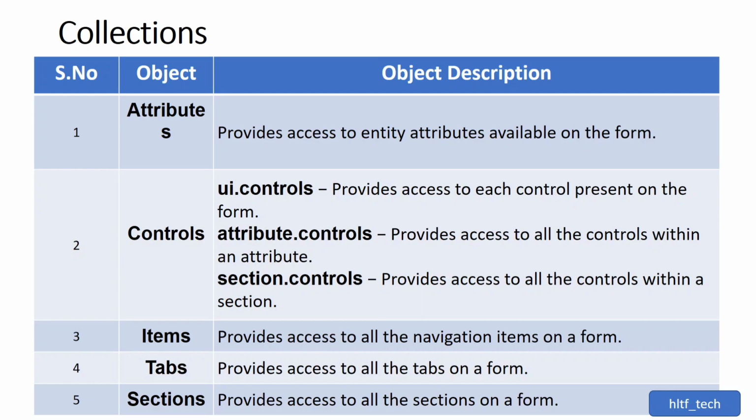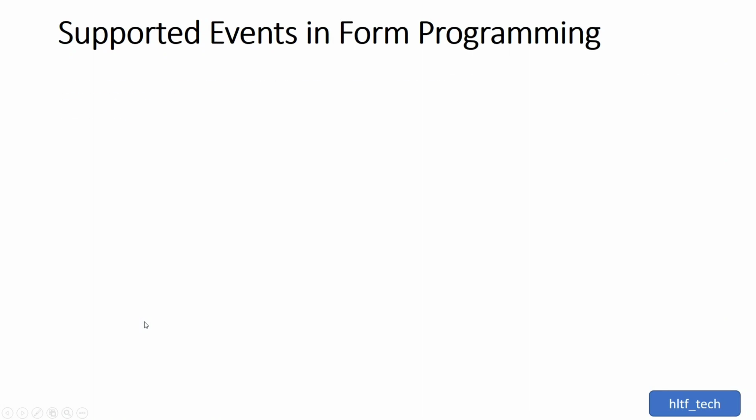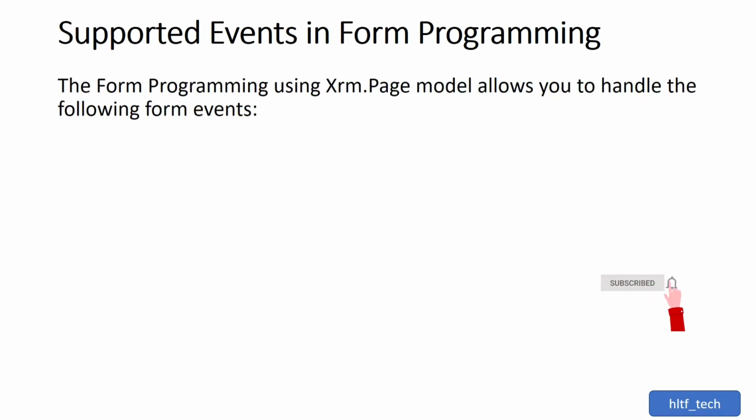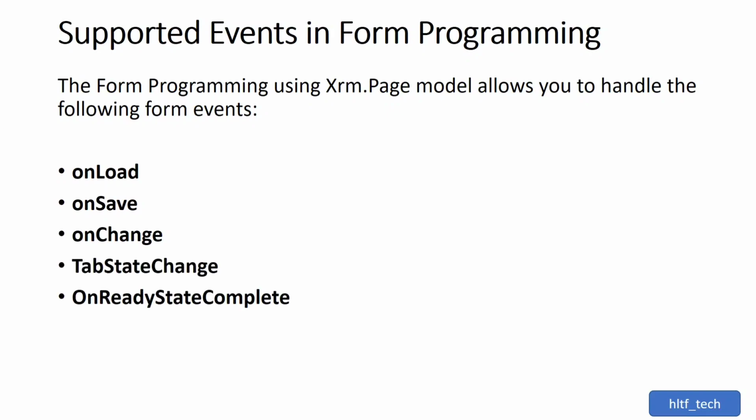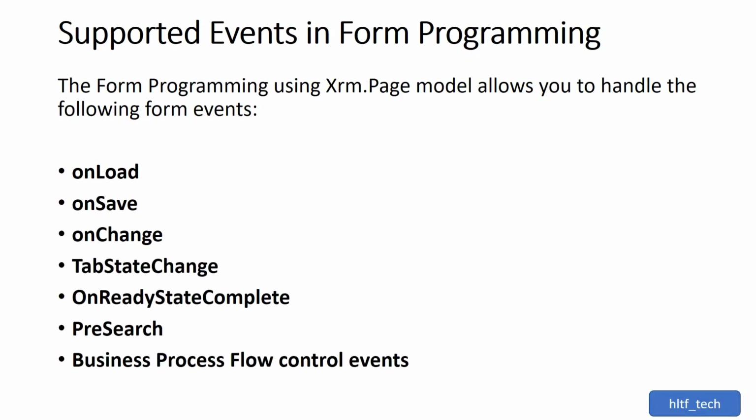Items provide access to all the navigation items on a form. Tabs provide access to all the tabs on a form, and sections provide access to all the sections on a form. There are different supported events in form programming of the XRM.page model: on load, on save, on change, tab state change, on ready state complete, pre-search, and business process flow controls. So these are the different types of supported events in form programming.